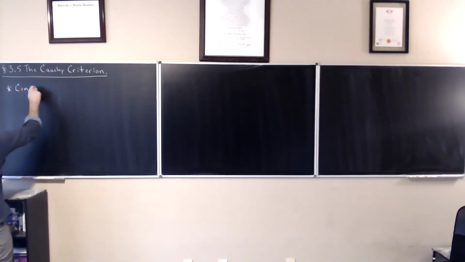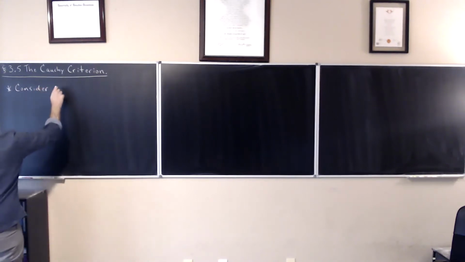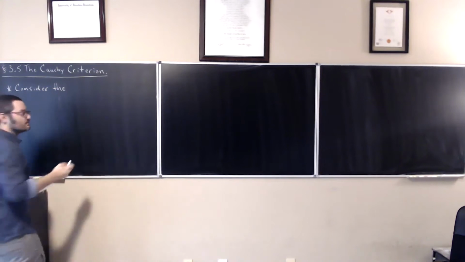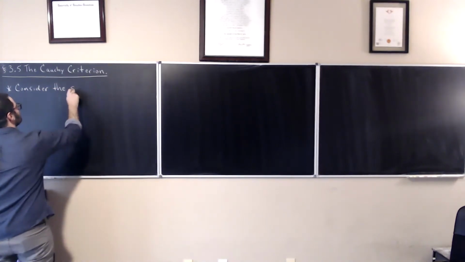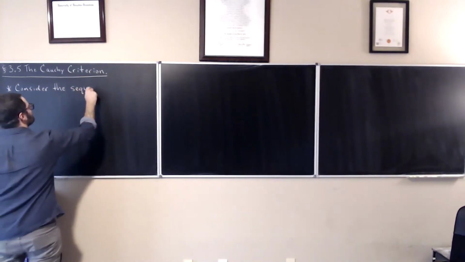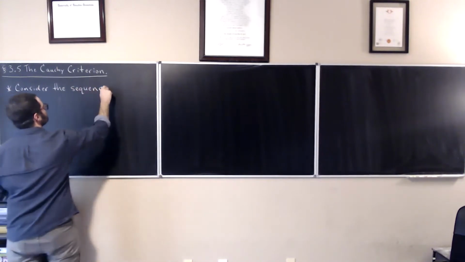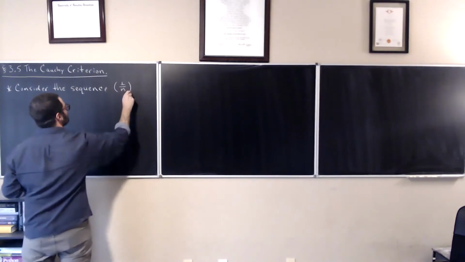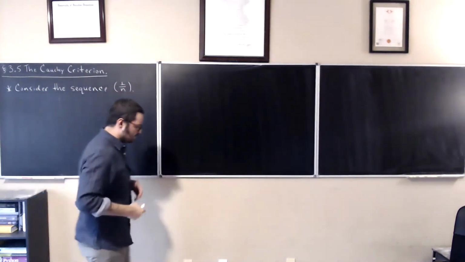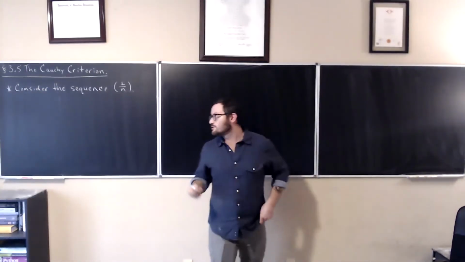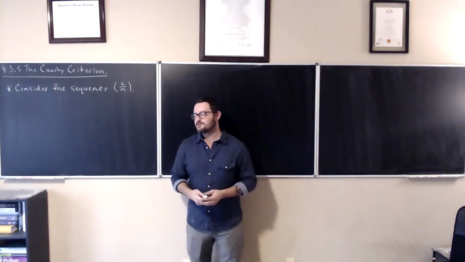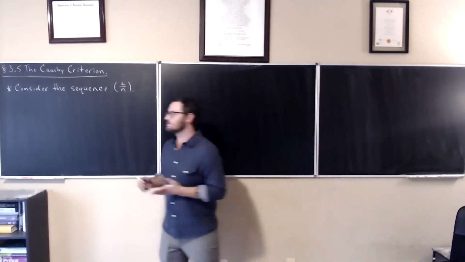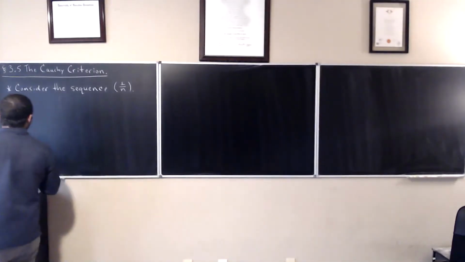the sequence that we all should be familiar with by this point. 1 over n. Okay. Now, in previous lectures, we've shown that this sequence converges. It's bounded, it's monotone, but in particular converges to 0 as n increases, right?